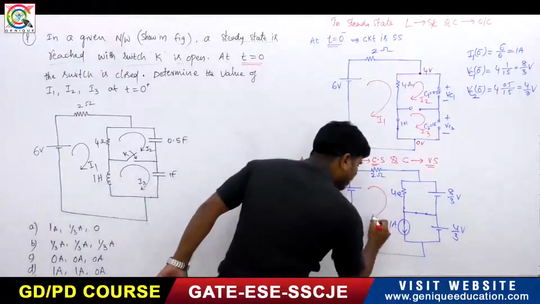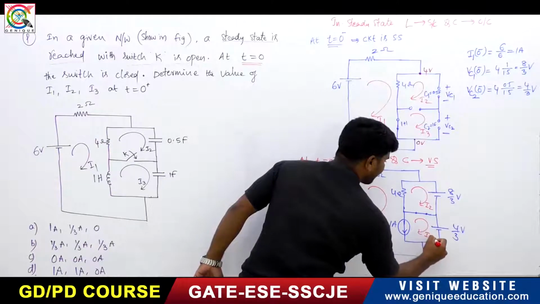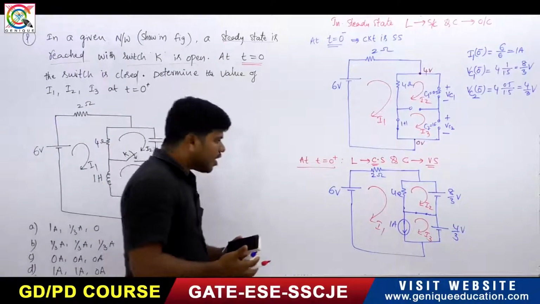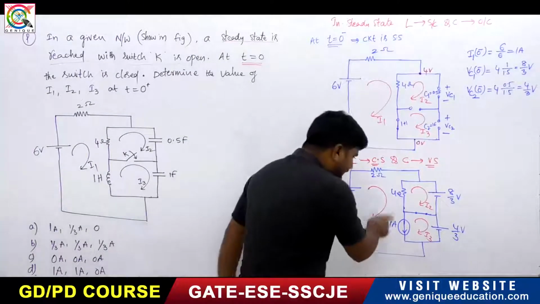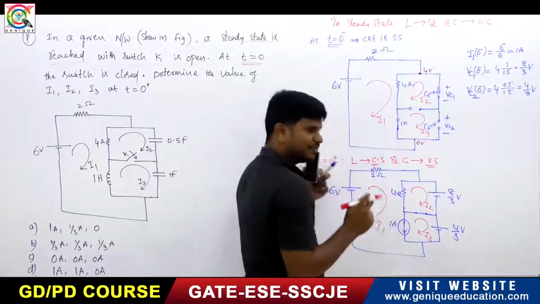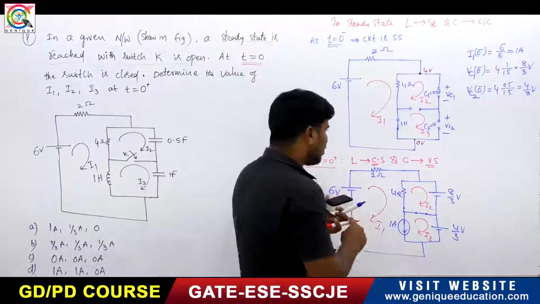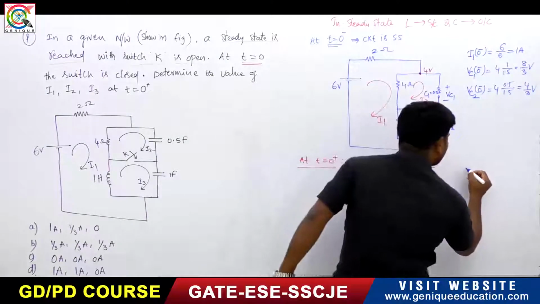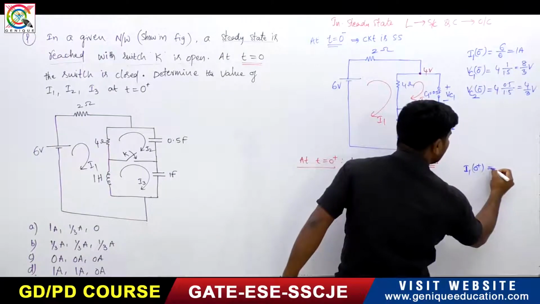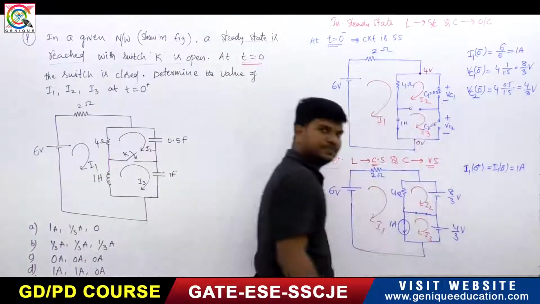We have to find I1, I2, I3 at t equals 0 plus. Now if you observe this, what is I1? I1 means the current through the inductor. So at t equals 0 plus also, it is having 1 ampere only. So we can say that I1 of 0 plus is equal to I1 of 0 minus, which is 1 ampere only.